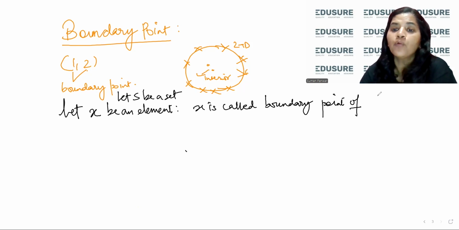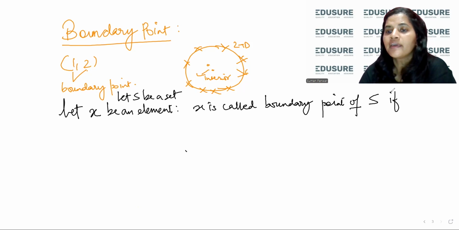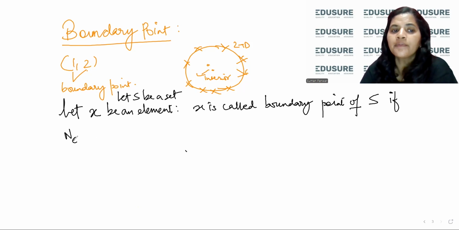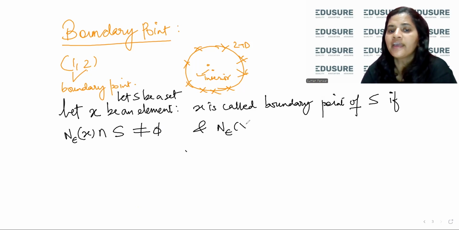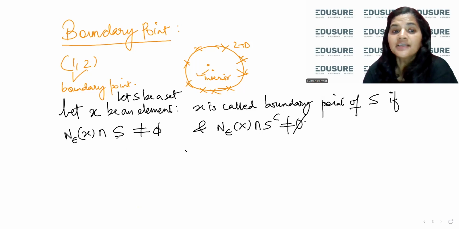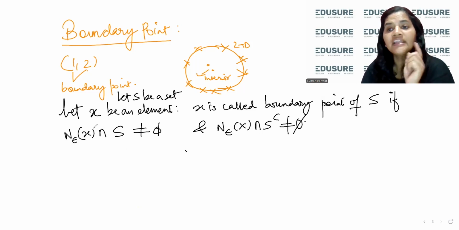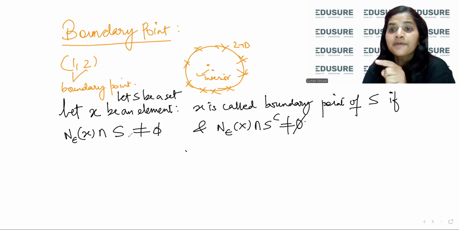X is called a boundary point of S if N epsilon X intersection S is not empty and N epsilon X intersection S complement is not empty. That means the neighborhood will have an intersection with the set S as well as the set S complement.